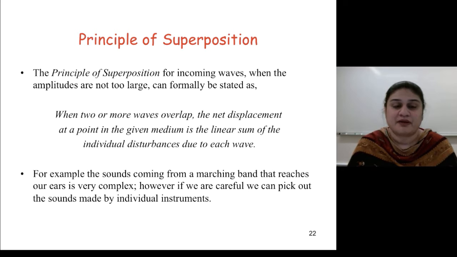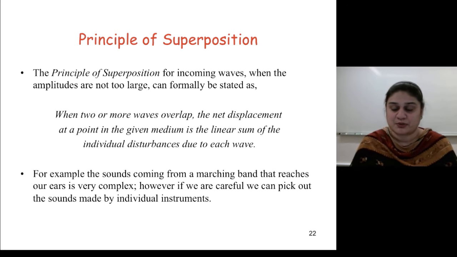Superposition for incoming waves when the amplitudes are not too large can be formally stated as: when two or more waves overlap, the net displacement at a point in a given medium is the linear sum of the individual disturbances due to each wave. For example, the sounds coming from a marching band that reach our ear are very complex. However, if we are very careful, we can pick out the sounds made by individual instruments.